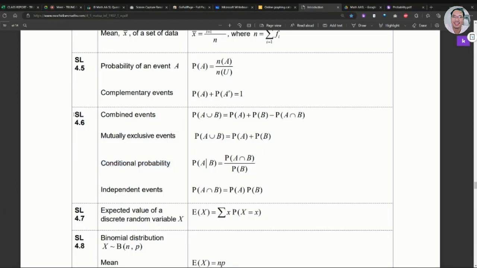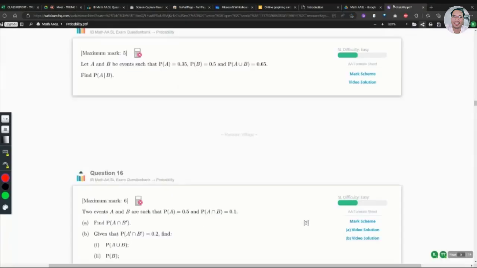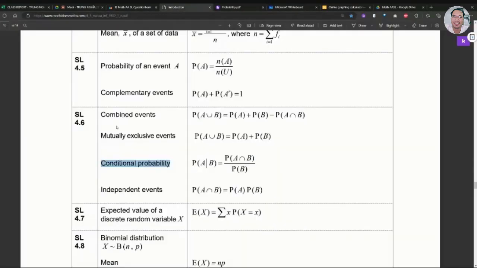On topic 4.6 here, this is the equation. Do it a few times and you can remember the equation without looking into the formula sheet. All right, P(A and B) over P(B). Can you remind me what P(A or B) is again? The 0.65 value. Okay, here it is, the probability of A or B, the combined events.